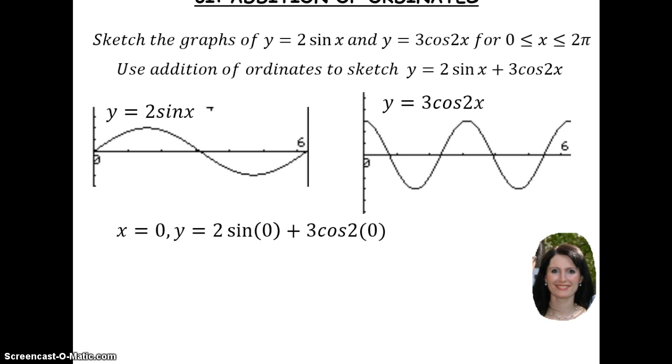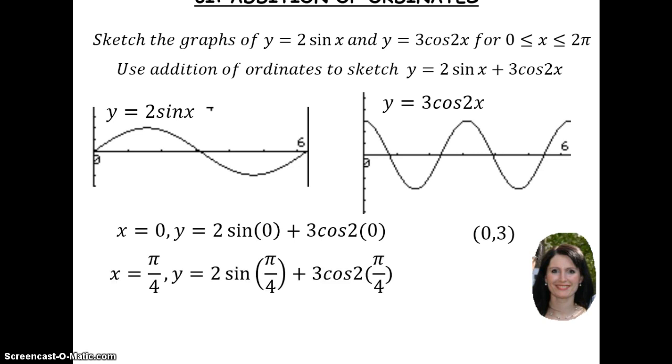So I'm going to start with x is 0. That makes sense, because then we have a point at the very start of our domain, or our values for x. So when x is 0, y is going to be 2 sine 0 plus 3 cos 2 times 0. So notice I've just substituted 0 into my equation there. That's going to give me the point 0, 3.